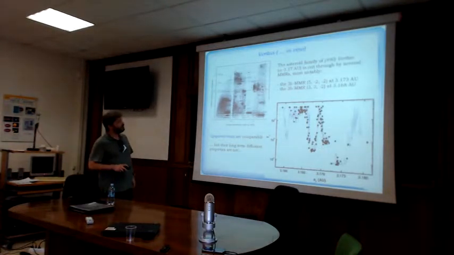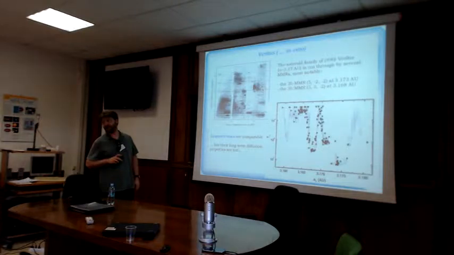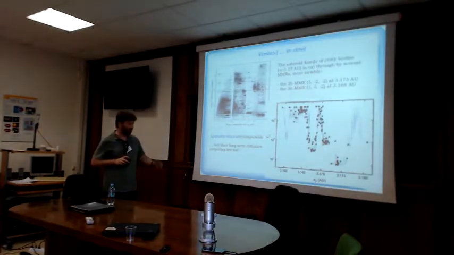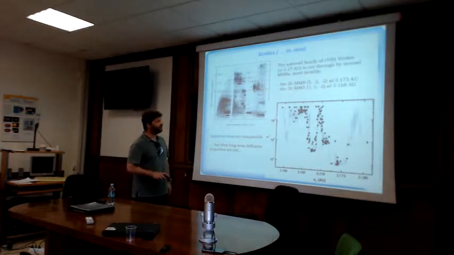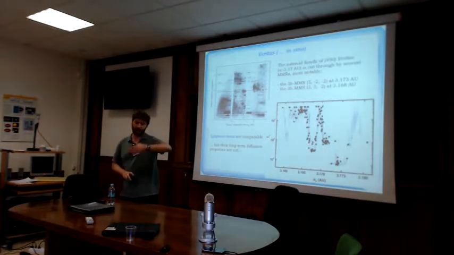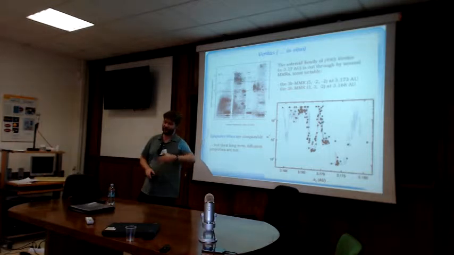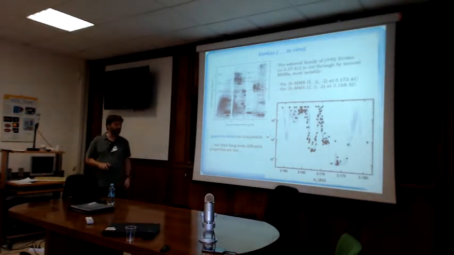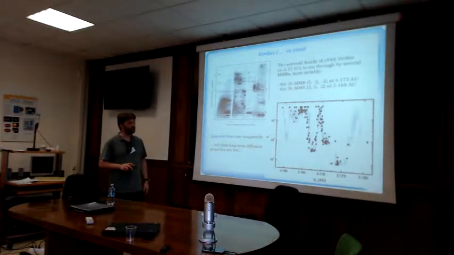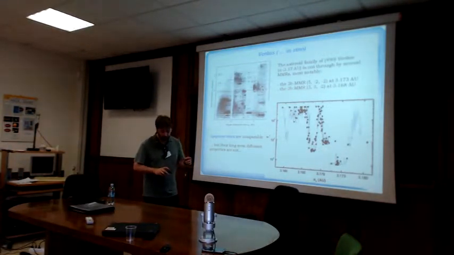Now, the family of Veritas is this small cluster here of asteroids at 3.17 something astronomical units. And it's interesting because although it appears a small niche, it's actually cut through by several mean motion resonances, either two-body or three-body, the most important, if you like, of which are the 5 minus 2 minus 2 resonance and the 3 3 minus 2.